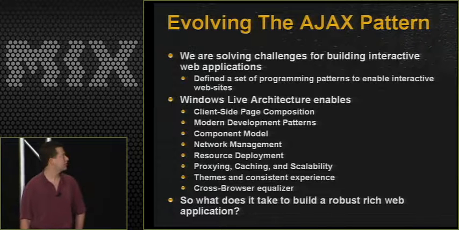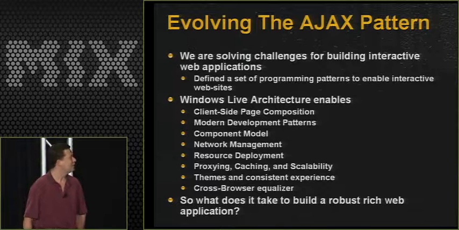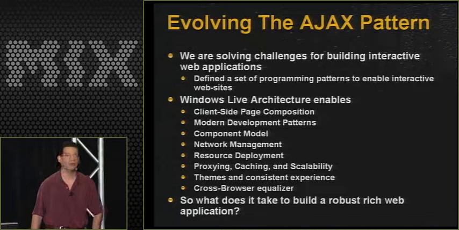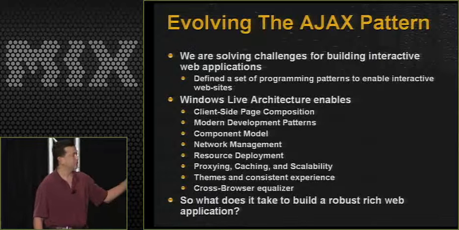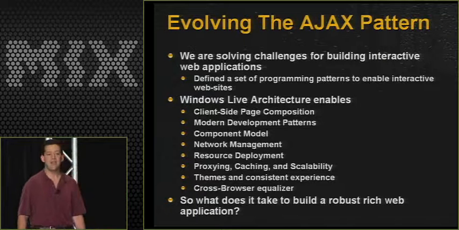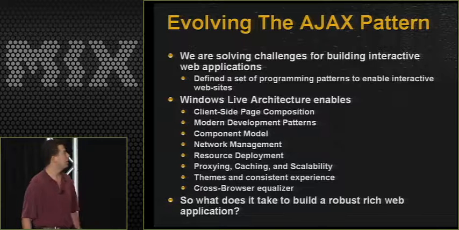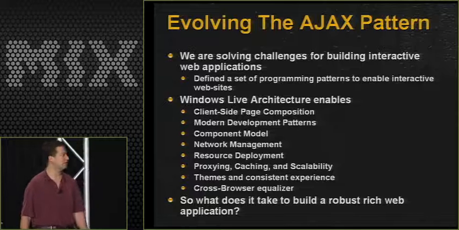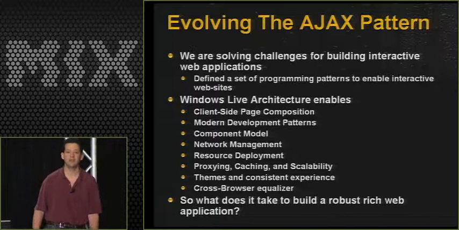Basically, we have an architecture that enables client-side page composition. Don't worry, I'll explain this as I go on. Modern development patterns: how do you componentize and build your components? Those next 3 points, network management, resource, and proxying, kind of go hand in hand. How do you handle the fact you're on a constrained pipe that's not only constrained in bandwidth, but unreliable? How do you do theming consistency? And last but not least, a favorite, what do you do about cross-browser?